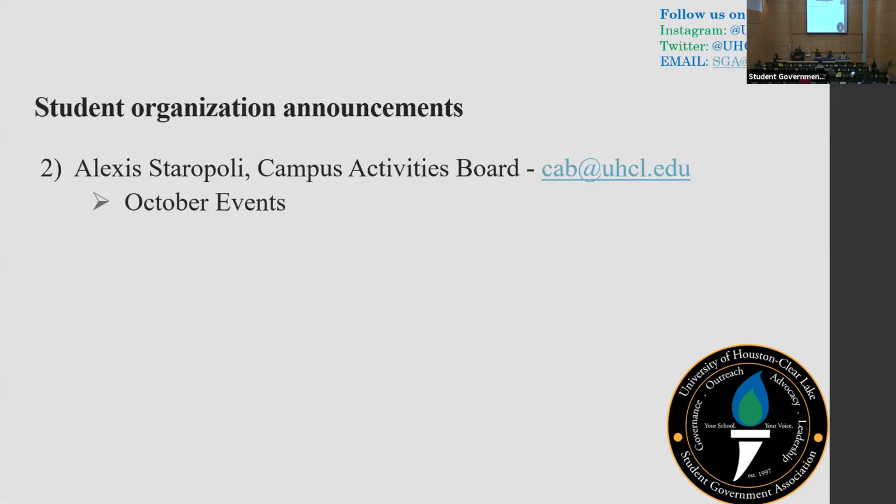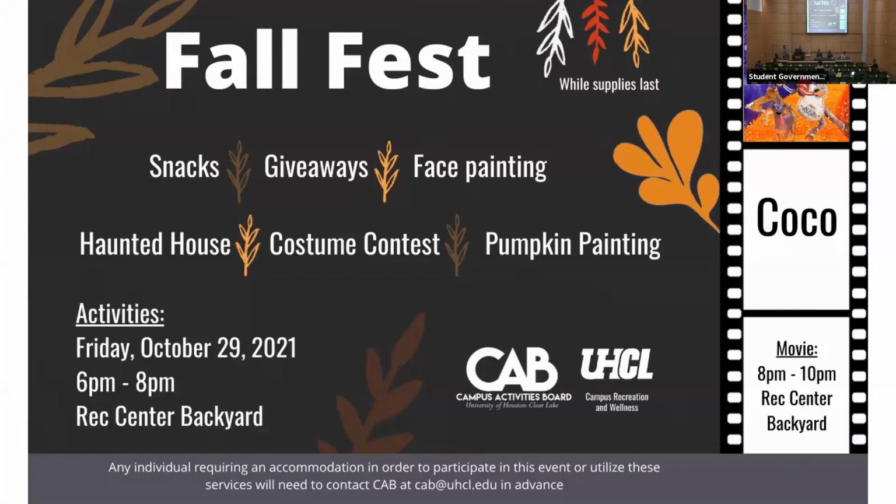Next up, we have Alexis Staropoli from Campus Activity Board to talk about their October events. Hello, everyone. The Rec Center is hosting the Fall Fest and CAB is sponsoring the outdoor movie and the haunted house. All the activities are going to be happening from 6 to 8 p.m. There will be face painting, pumpkin painting, a costume contest, and a lot more. There are going to be giveaways and snacks, and the haunted house will also be happening from 6 to 8 p.m. Then the outdoor movie is going to be from 8 to 10 p.m. in the Rec Center backyard, and we will be showing Coco.